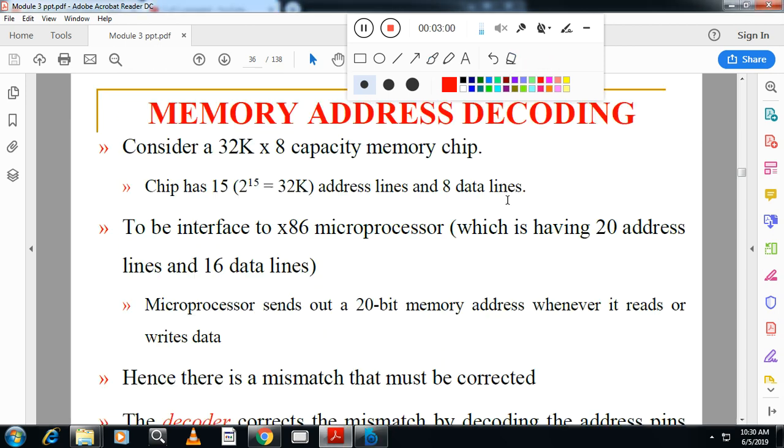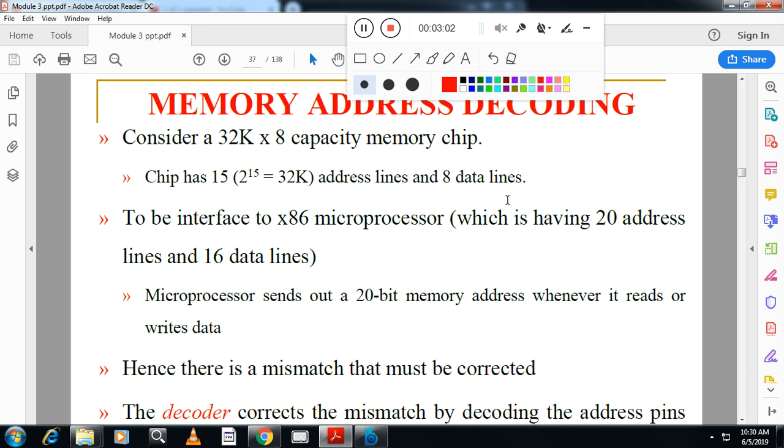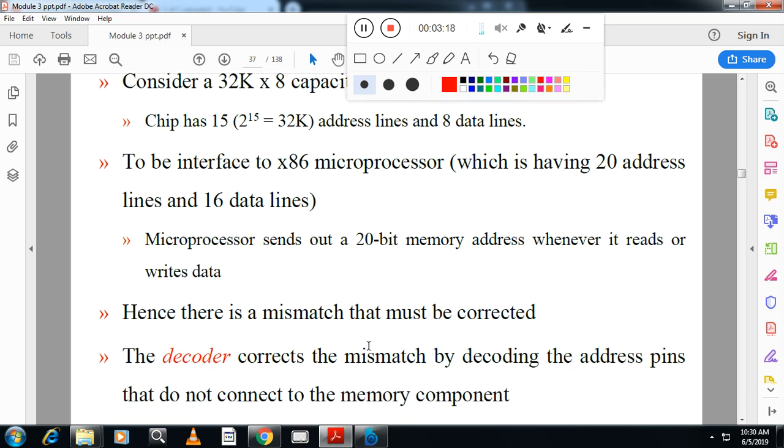So next one is, see, in 8086 we have 20 address lines, but here this memory chip has 16 address lines. How do you interface these 20 address lines with the 16 address lines? For that we need a decoder. The decoder corrects the mismatch by decoding the address pins that don't connect to the memory component. So please try to understand this. In the exam they will ask a simple NAND decoder.